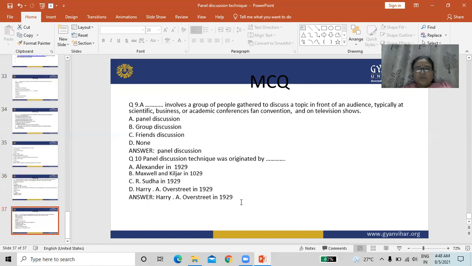Next MCQ: panel discussion as a technique was organized by, fill in the blank: Alexander in 1920; Maxwell and Kilzer in 1929; R. Sudha in 1929; Harry A. Overstreet in 1920. Correct answer is option D, Harry A. Overstreet in 1929.